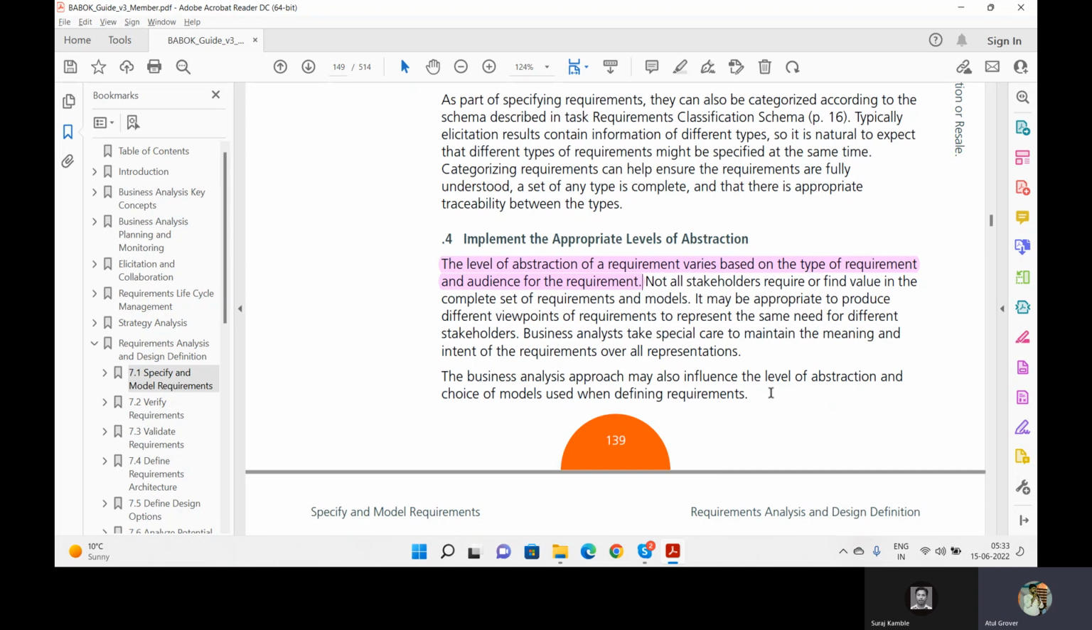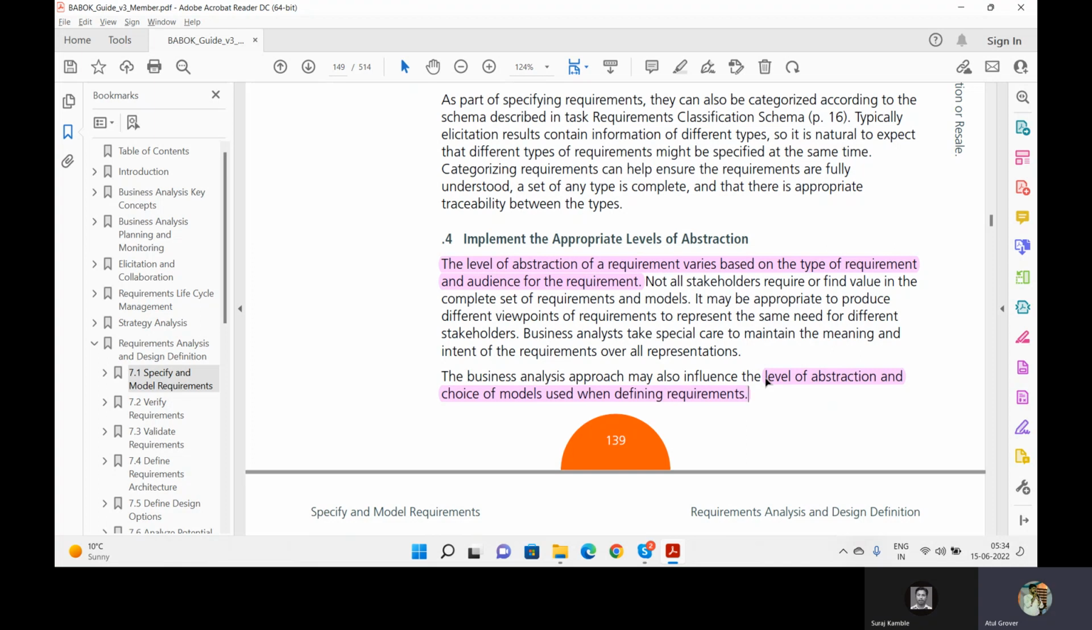The business analysis approach may influence the level of abstraction and the choice of model. हो सकता है कि जो मॉडल आप पिकअप कर रहे हैं, in that also you have to set up some level कि इससे ज़्यादा information मैं नहीं दूंगा. Ground level 1 और level 1 level 2 दूंगा, level 3 level 4 नहीं मिलेगा आपको इसमें. If you want to do, you have to check. Sorry, go ahead. Depending upon stakeholder, हमें अपना information provide करना है. Correct.